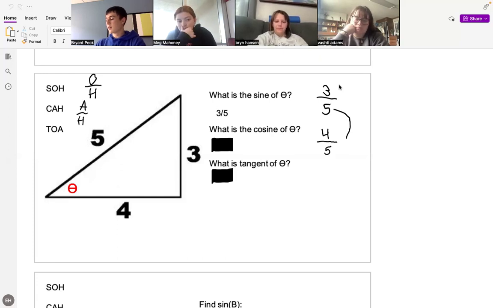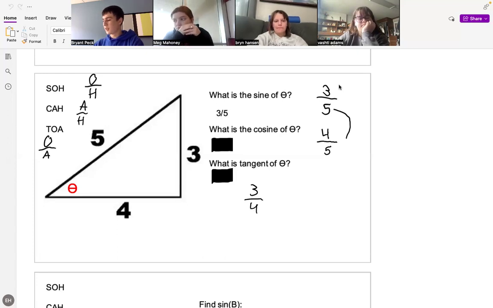And then if we talk about tangent, we're going to have opposite over adjacent. And as we said earlier, our opposite is 3, right? Because we did that on the sine function. And our adjacent is 4. So for that, we're just going to have 3/4.